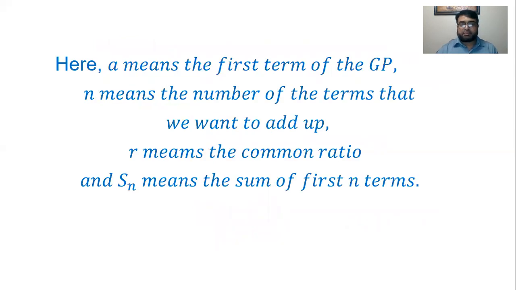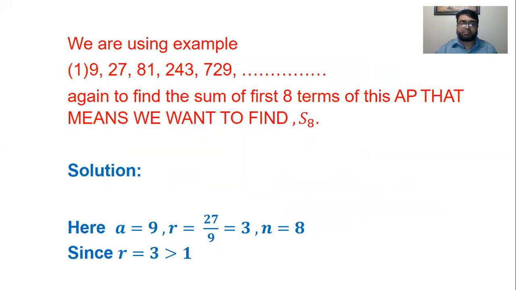Okay, and here a means the first term that we have just discussed, n means the number of terms that we want to add up, r means the common ratio, and Sn means the sum of the first n terms. Remember, you are actually adding up the first n terms, starting from the first term till the nth term. That means first term, second term, third term, fourth term, up to the nth term. You are adding up all of them.